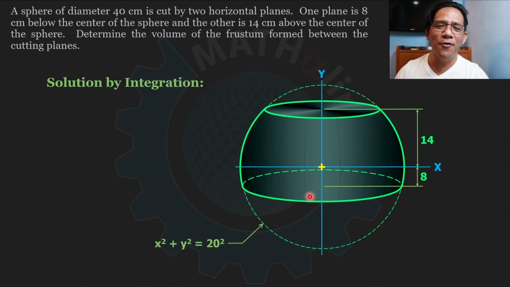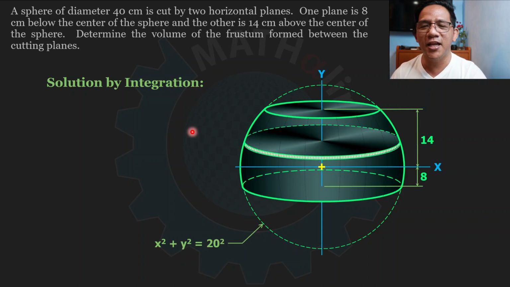Now, how to solve this volume? By integration. Let us create a differential volume, or the differential element. This is our differential element. Let us forget the whole volume and concentrate our energy on this differential element only. That's the beauty of integration.